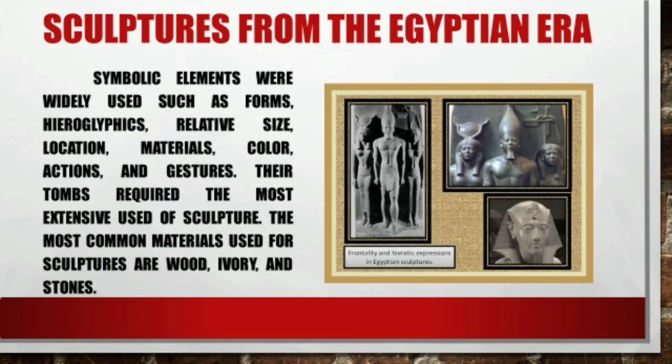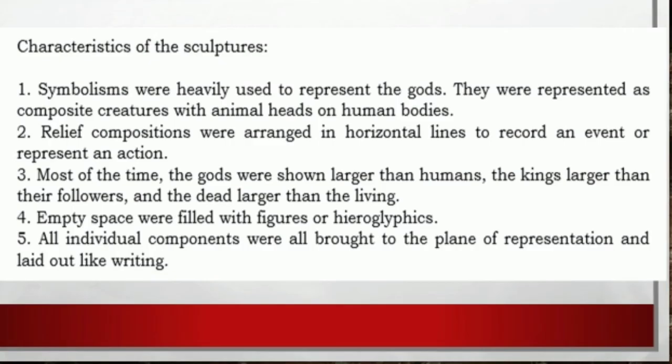Next, sculptures from the Egyptian era. Symbolic elements were widely used such as forms, hieroglyphics, relative size, location, materials, colors, actions, and gestures. Their tombs required the most extensive use of sculpture. The most common materials used for sculptures are wood, ivory, and stones. These are the characteristics of the sculptures.